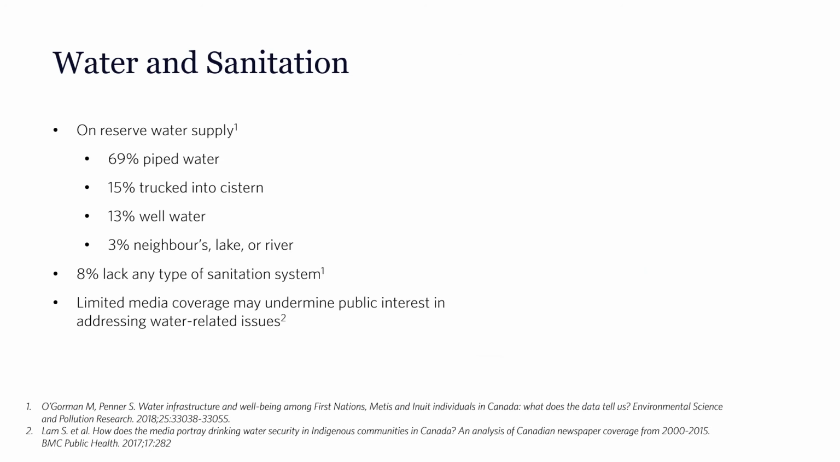Looking at some examples of intermediate determinants, we can see examples of how underinvestment in infrastructure can affect health. Piped water is more reliable compared to other water sources. However, over 30% of First Nations communities rely on less dependable water sources. 8% lack any type of sanitation systems. Research shows that there is an underrepresentation of media coverage on the issue, and this may be linked to lower public interest and awareness on the issue.